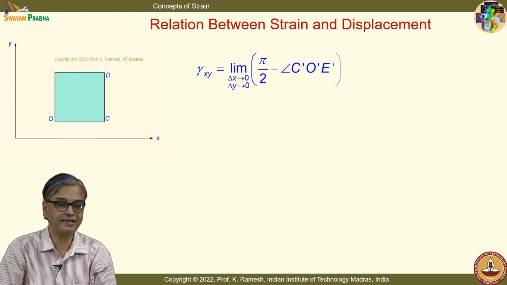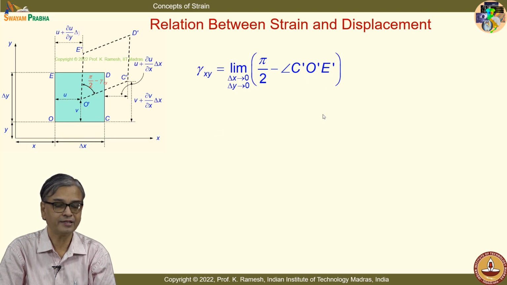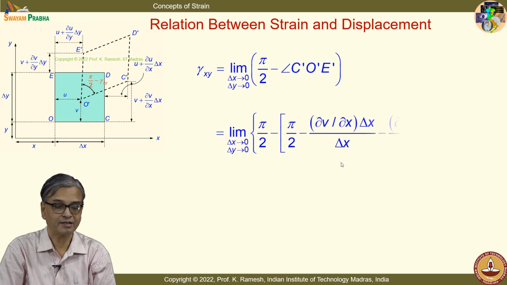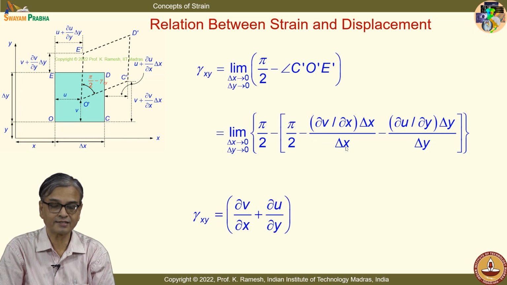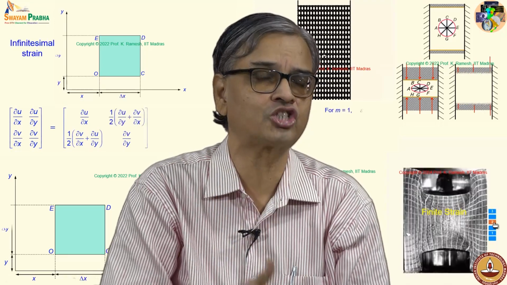We have said that this is pi by 2 minus angle C prime O prime E prime, and from the geometry I can write this as pi by 2 minus dou v by dou x delta x by delta x minus dou u by dou y delta y by delta y. When I simplify this, I get the expression gamma xy equal to dou v by dou x plus dou u by dou y, which we have simply said as a definition to start with.